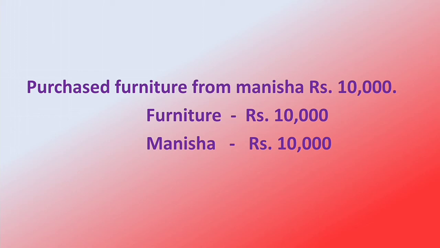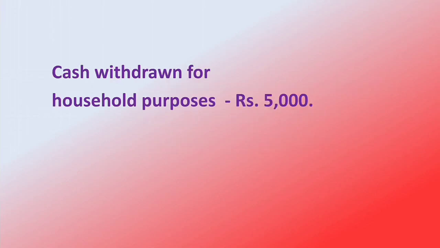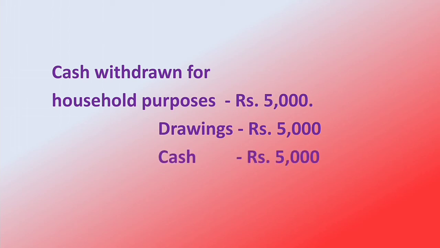Now the next one. Cash withdrawn for household purposes, rupees 5,000. Withdrawal of any amount or goods by the proprietor from the business for personal use is known as drawings. Then the first aspect to be recorded here is drawings. Here cash withdrawn. Then the cash balance is reducing. So the second aspect is cash. Thus the two accounts to be recorded here are drawings account and cash account, both for rupees 5,000 each.